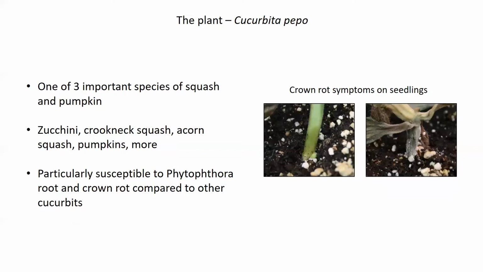So Cucurbita pepo, compared to some other cucurbits, is particularly susceptible to root and crown rot caused by Phytophthora capsici. In other cucurbits like cucumbers, fruit rot is a bigger concern, but Cucurbita pepo is very sensitive in roots and stems. So this is what typical crown rot symptoms look like. Disease is first observed as a water-soaked lesion at the base of the stem. That'll then constrict the stem. The plant will die, and often you'll see sporulation on that dead tissue.